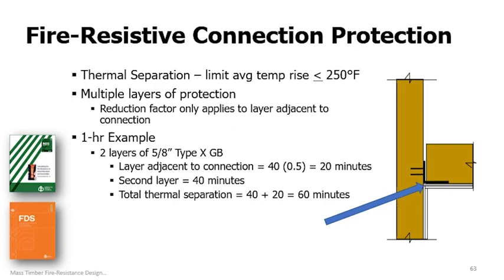since we apply that 0.5 factor only to the layer of gypsum that's directly adjacent to the protected element, in this case being the lower leg of that angle, the other layer of gypsum would not have to be multiplied by 0.5. And so we wind up with 40 minutes of protection from the face layer and 20 minutes of thermal separation from the layer directly adjacent to the protected element, thereby adding up, of course, in this example to 60 minutes, which would meet the required fire resistance or thermal separation time in this particular example. So this would be an acceptable design here for protecting that connection.